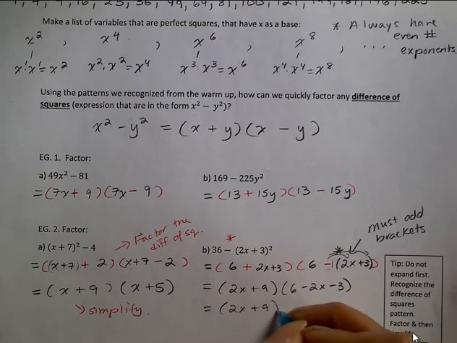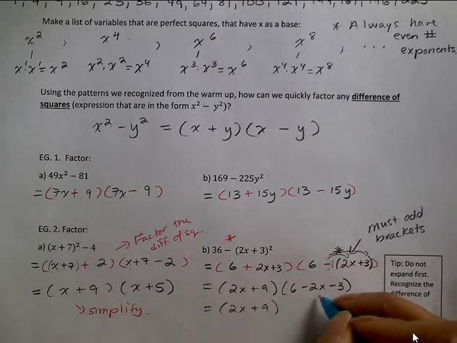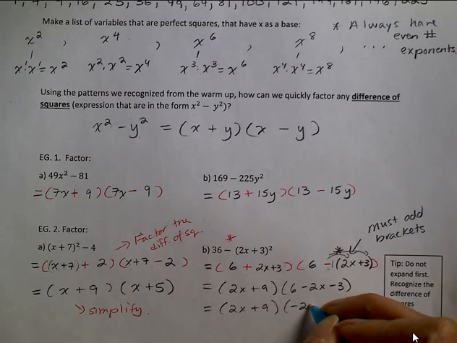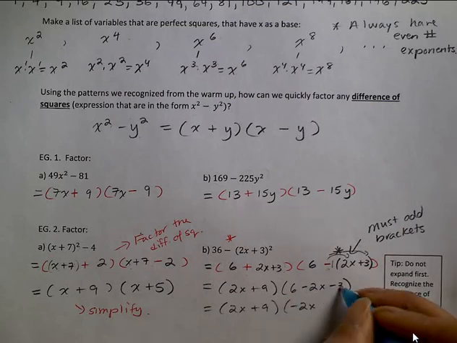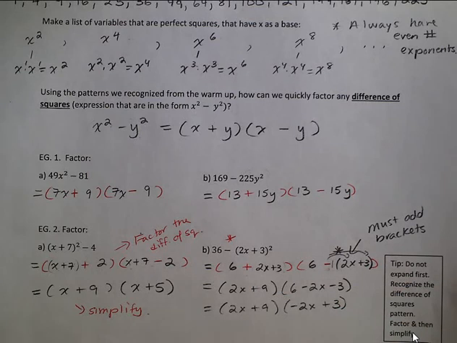And now I'm going to add like terms. So I have that negative 2x by itself. 6 minus 3 is positive 3. Now some of you might look at this and think that looks a little bit funny, because my leading coefficient in this bracket is a negative.